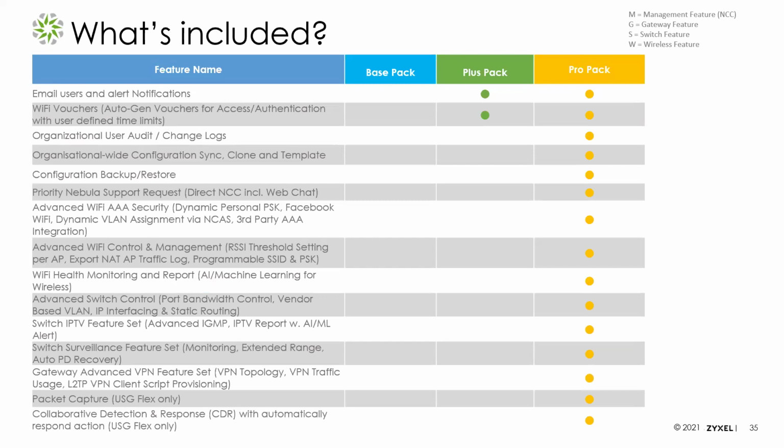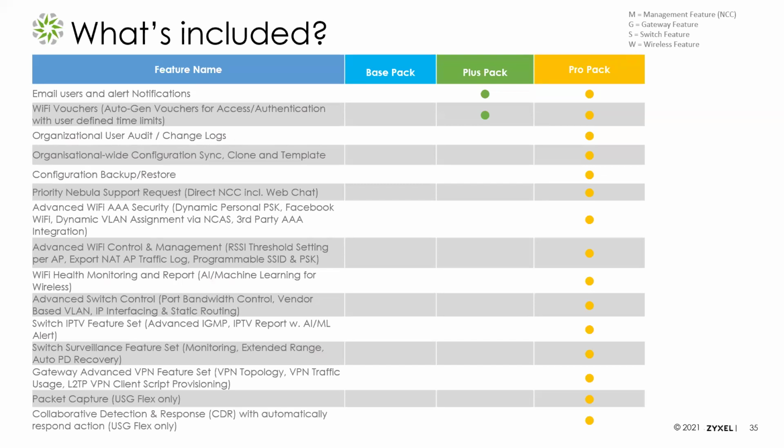Wi-Fi vouchers. So Wi-Fi vouchers requires a Plus or Pro Pack. This is another way of doing guest access that uses automatically generated vouchers that are good for certain periods of time that you would use. So if you want every guest to get their own unique username and password, that's only good for a certain period of time, you do need Plus or Pro Pack. This is mostly something that's used at like cafes where you're charging people for access.